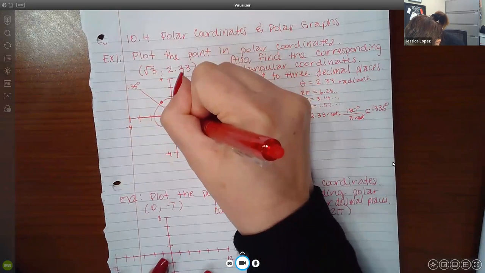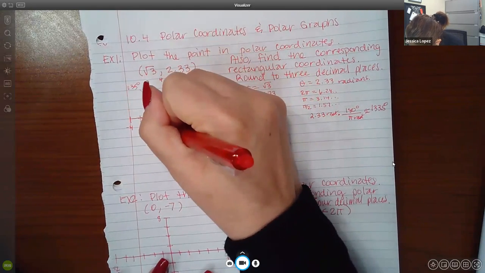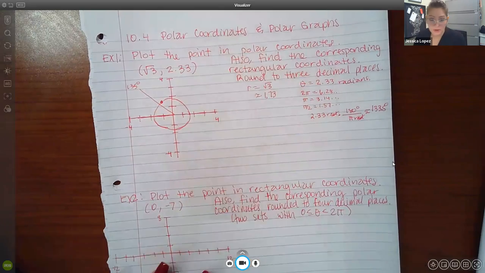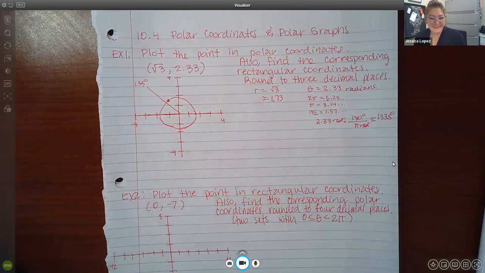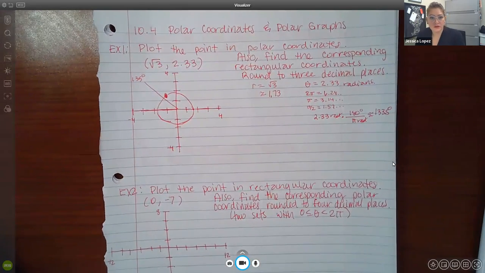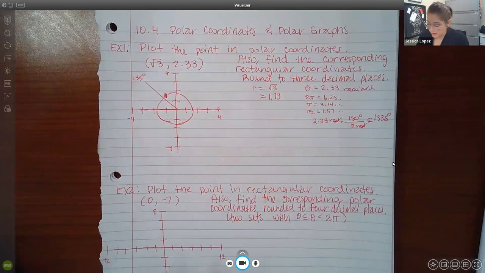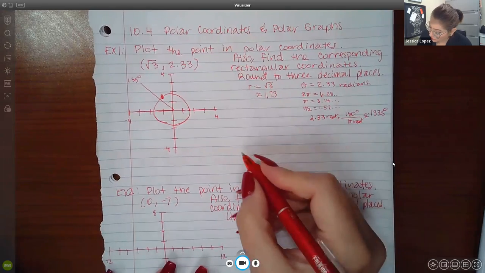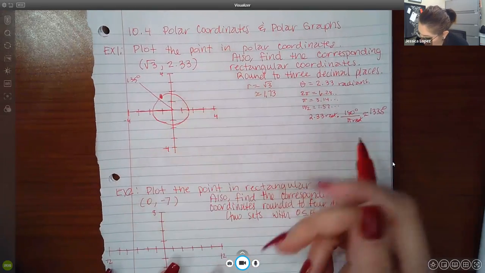And I'm trying to draw this circle, but it's really difficult. I mean, it doesn't look round, but you get the idea, right? That there's a circle with that radius of 1.73, and you're just putting the point on the circle, but it has to be at that angle, 133.5 degrees, okay? So your point should exist here in your second quadrant, okay?